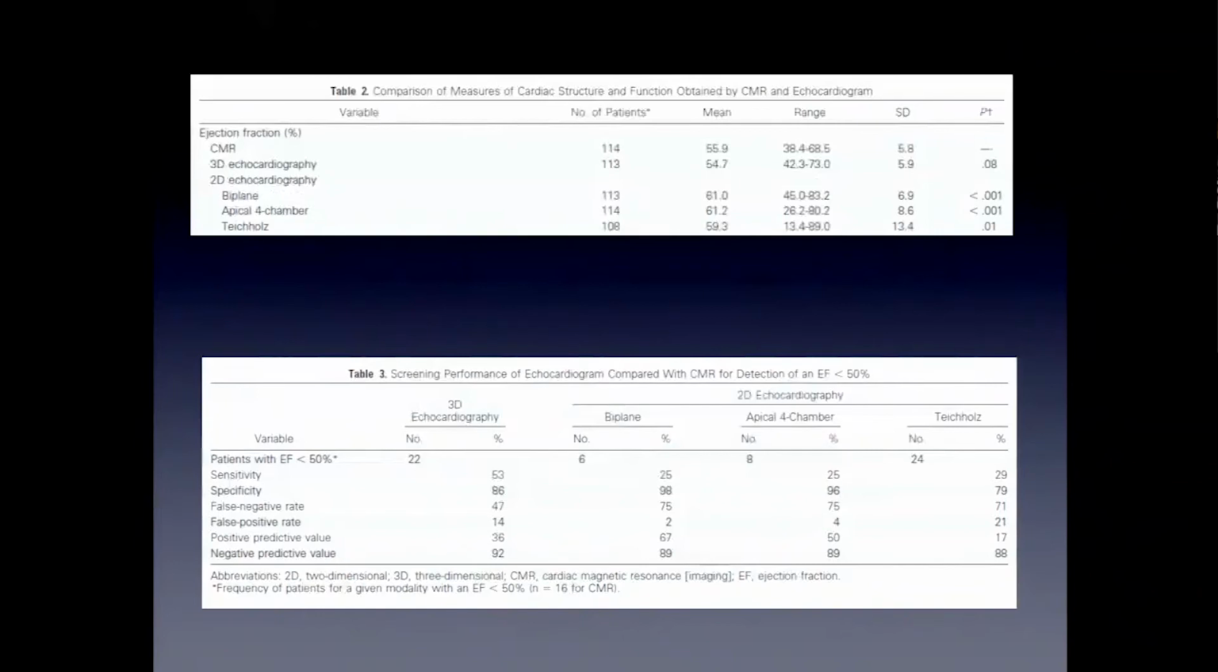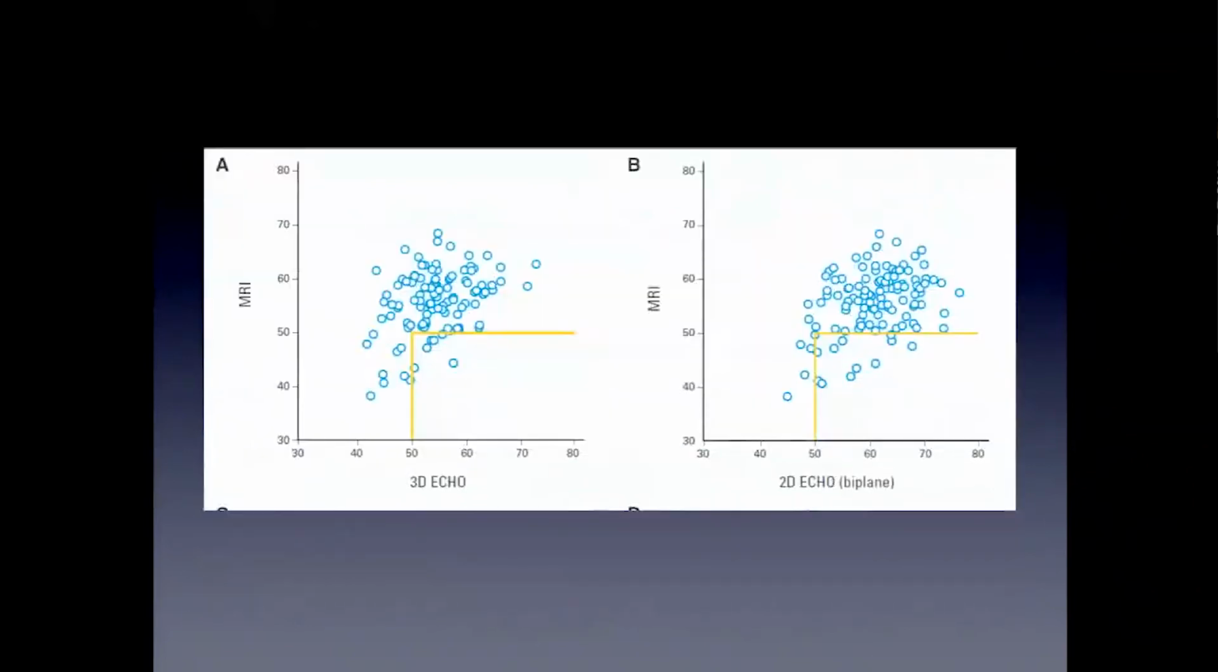50%. So you see over here, 25% sensitivity with the biplane method, very specific. It gets much better with 3D echo, 53 and 86%. But the most important one is this one, over here, you have the patients that by an MRI will have an ejection fraction less than 50, but echo is saying that it's more than 50. Over here, from these 100 patients that we studied, 12% were wrongly classified, were misclassified over here.